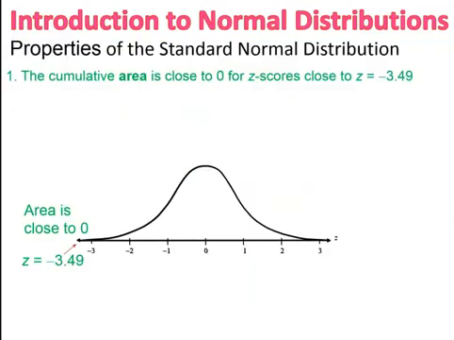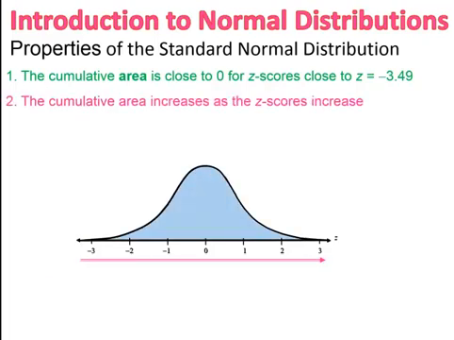So now the properties of a standard normal distribution. When we have the cumulative area, it's close to 0 for a z value close to -3.49. So we're looking at this curve, and notice where the z value would be a -3.49. It's very close to the tip of the curve. And at that point, our probability or our area will be very close to 0. So the shading would be very minimal.